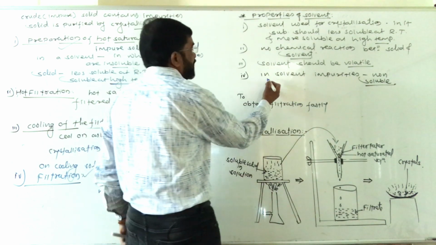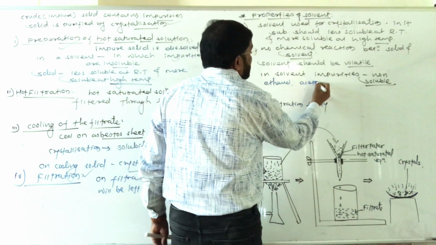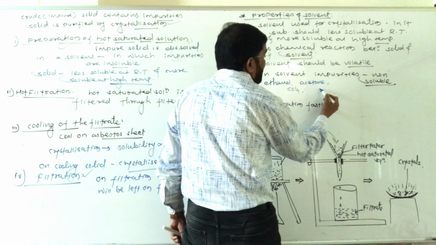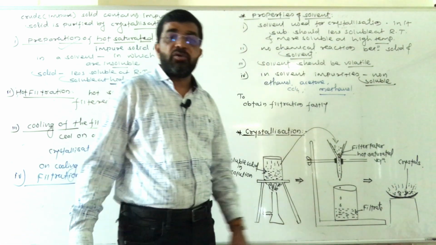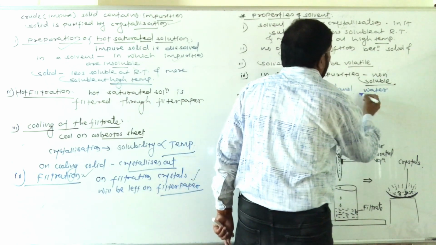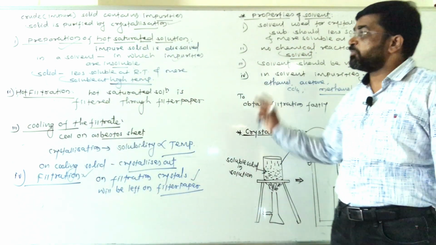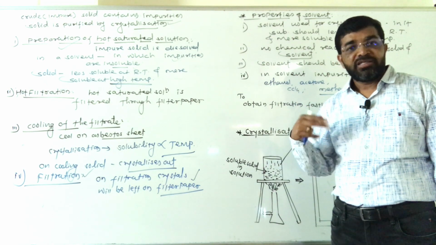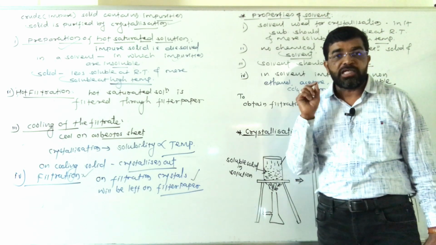So solvents used for crystallization are ethanol, acetone, carbon tetrachloride, methanol, carbon disulfide, and water also. These solvents are used for the crystallization process. So these are some basic techniques in analytical chemistry. In the next lecture we will study how to do the purification of liquid substances.